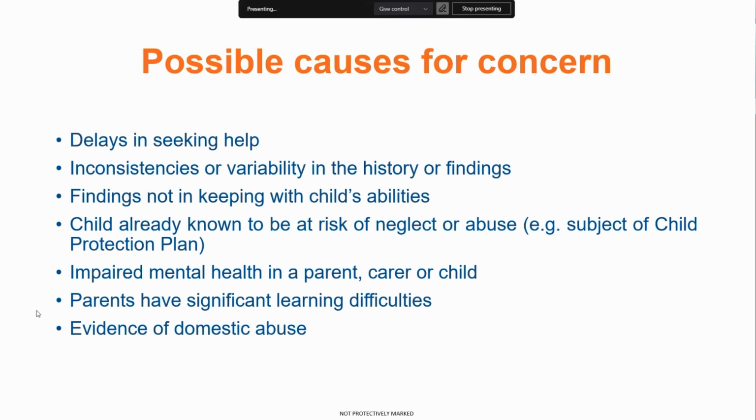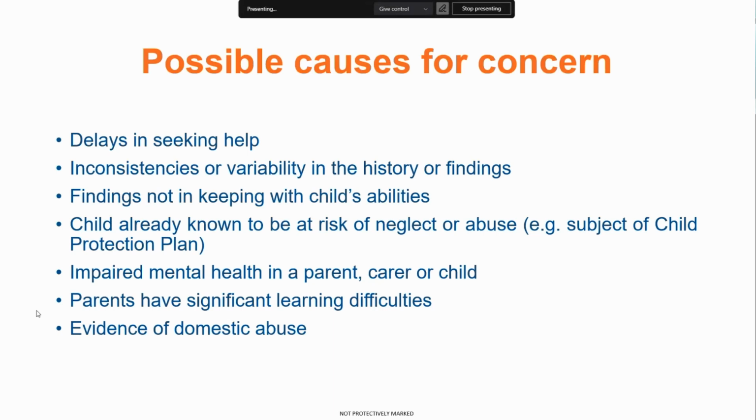I'm just going to run through some things that might make you concerned about possible safeguarding issues. I'm guessing that many of you will know these already, but these are things that might make you concerned, or at least raise your awareness of a need to look into things more closely. So if the family have delayed in seeking help for the child, if there's inconsistency or variability in the history or findings, if the parents tell you that the child has done something that you know they're not developmentally capable of, an example being a 4-month-old falling down the stairs because they're not mobile.